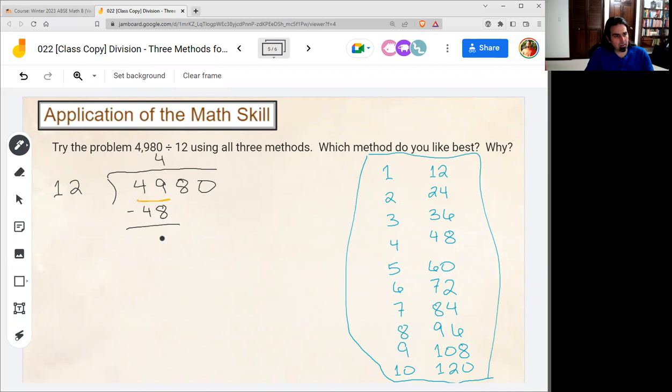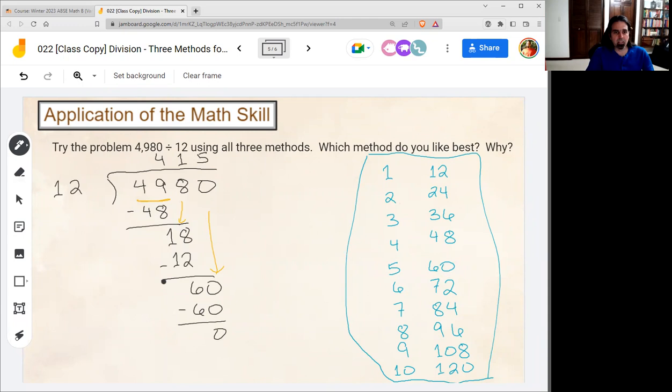Bring down the 8. 12 goes into 18. How many times? Once. Just once. And twice would be 24. That's too big. And then for 60? Five. 12 times 5 is 60. So I'm done. I got to 0. 415 is my answer.